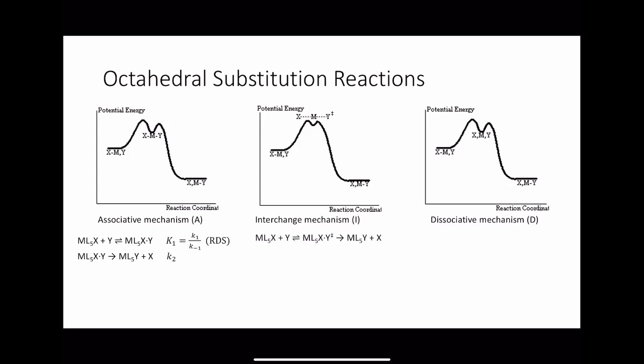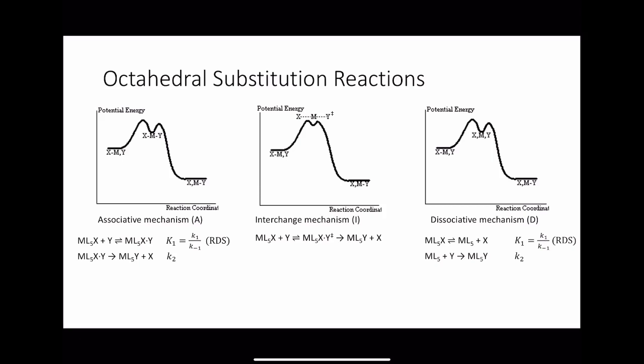And we have an interchange mechanism, which is intermediate between dissociative and associative. Essentially, the entering group and leaving group are forming and breaking bonds respectively at the same time, such that there's not really an intermediate that can be identified. And then the other is a dissociative mechanism, in which the leaving group breaks its bond first and leaves the metal complex. We then have an intermediate in which the metal complex is only 5-coordinate, and then the entering group comes in and forms our final product.